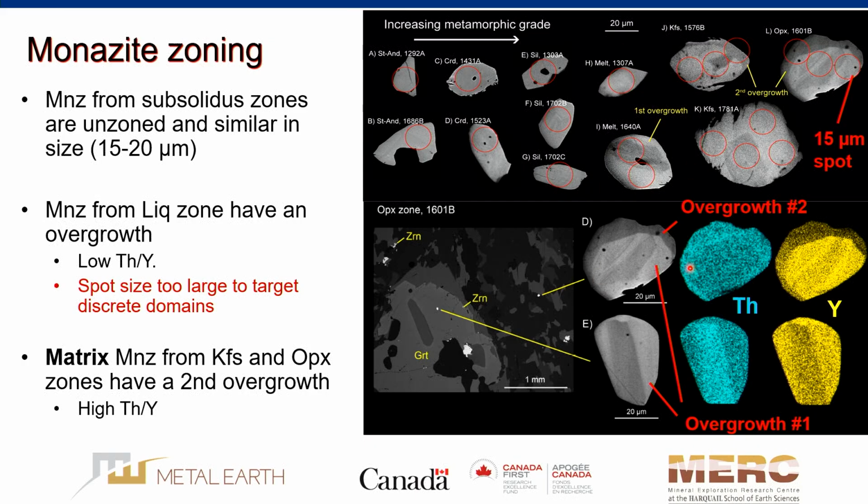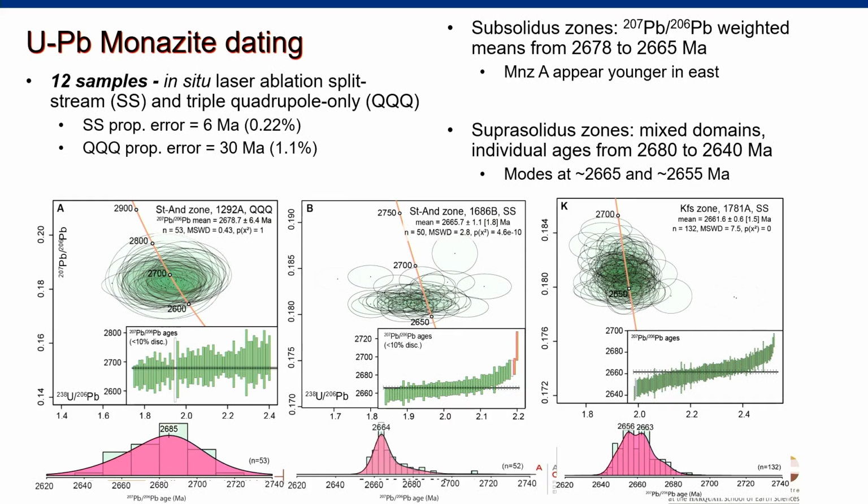I've shown that you have a couple of different overgrowths in the highest grade zones. That's basically tracking garnet consumption, and it's tracking monazite growth in the presence of melt, but I won't get into that too much. We actually used two different methods due to the availability of the Neptune. We used a triple quad only method, which is this one on the left here. You can see that the errors on the monazite are much higher than you get on the multi-collector, but because it's a single population, we can use a lot of samples to come up with an age that is reasonable. Okay.